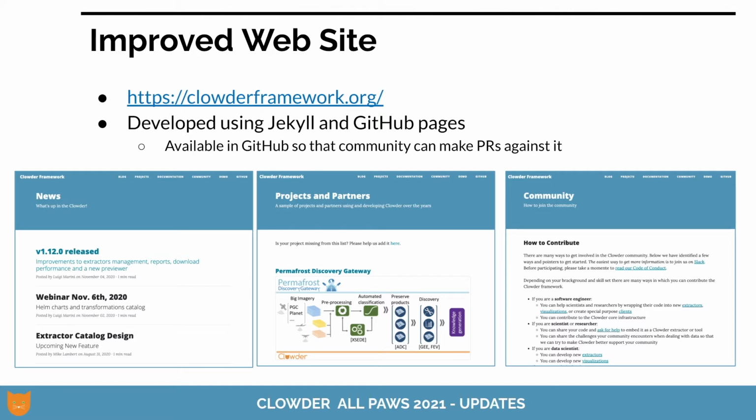We have a brand new website built on Jekyll and GitHub Pages, and the code for it is available on GitHub. That means that everybody can make PRs against it. So if you have, for example, a project you want highlighted or a blog post you want to publish, then please do make a PR against it or let us know. We can help you to do that. We can show you how to do that.